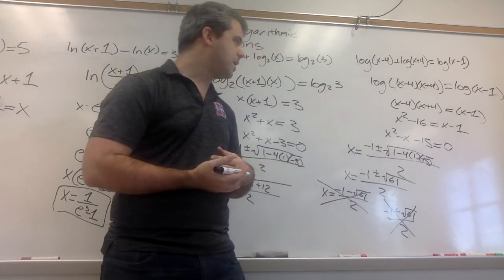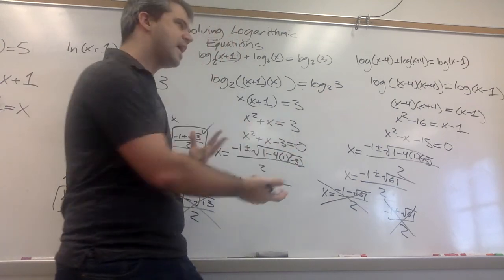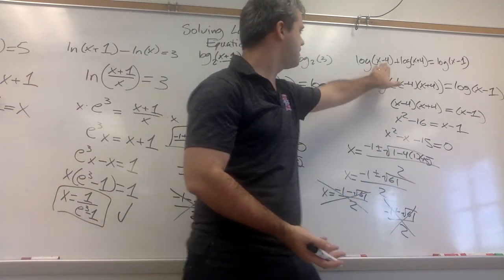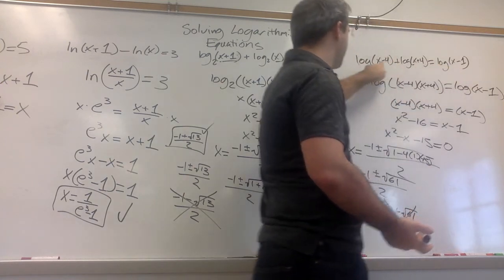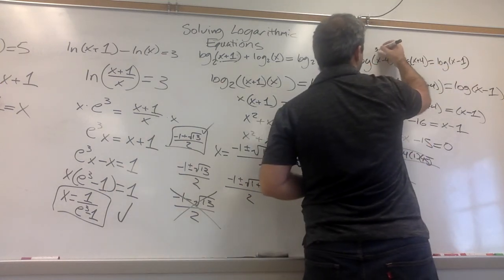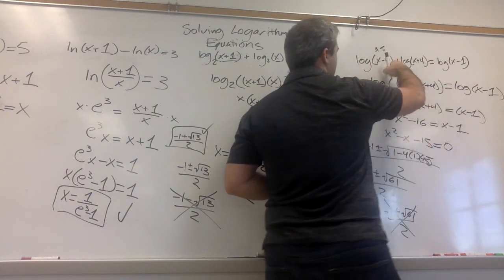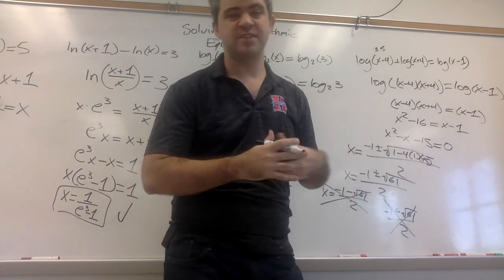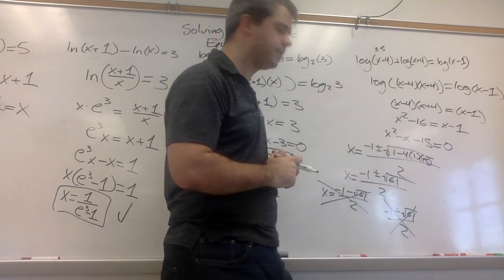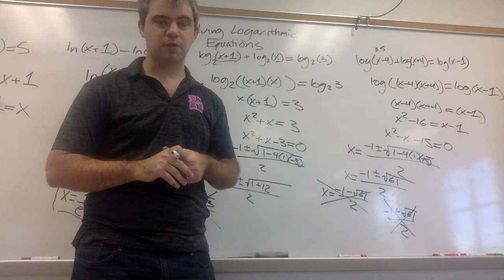So again, work this out. Make sure that all of your solutions wind up being valid. Because again, if I put something close to 3.5 here, that's going to be negative, and that is invalid. So that's how you solve logarithmic equations.